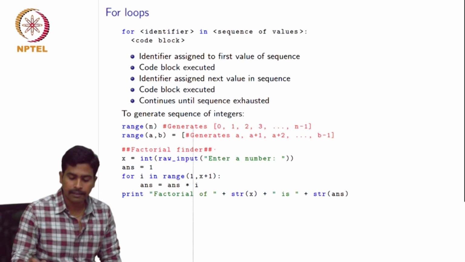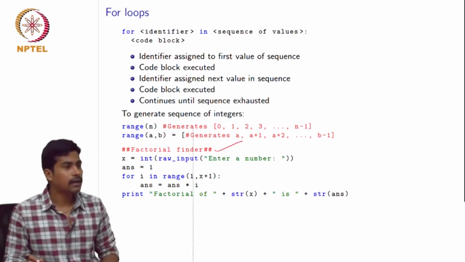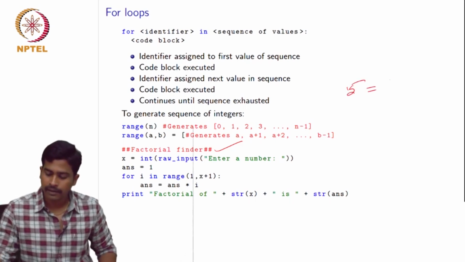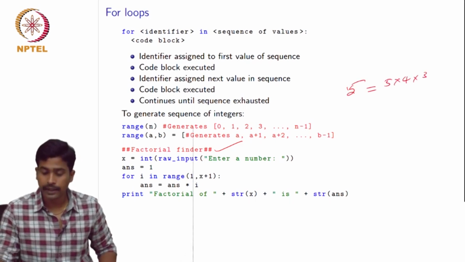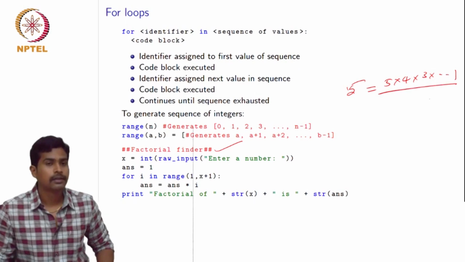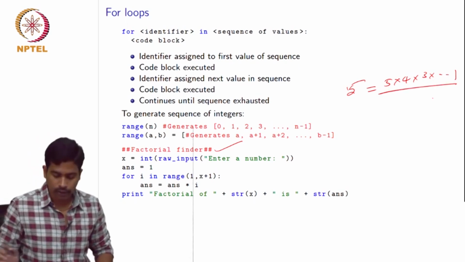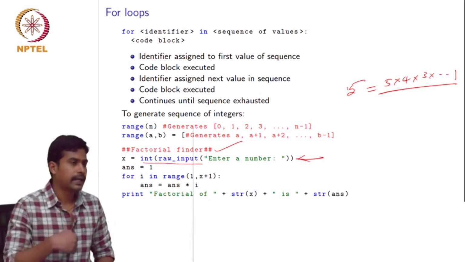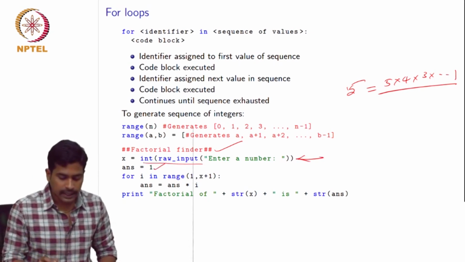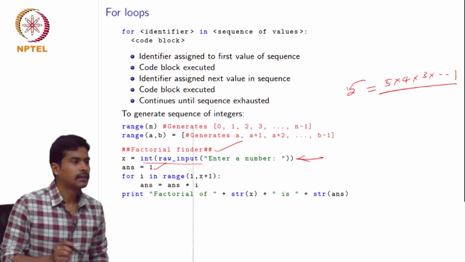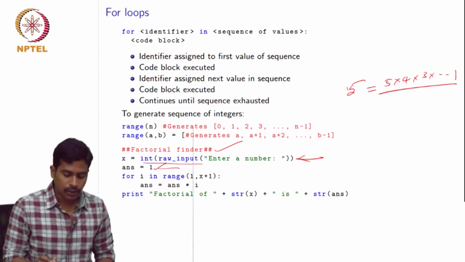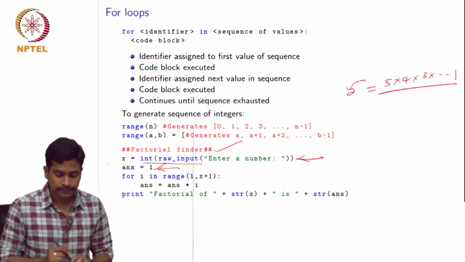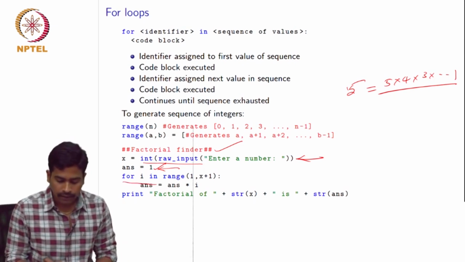So here the example that we are seeing is to find the factorial. The factorial of a number 5 is given by 5 into 4 into 3 and so on until 1. So this is how you calculate a factorial. Again we have used this raw input command to take a number from the user and initialize the answer to 1, and finally we store our final result again in this variable, but initially we declared it as 1. So this is the syntax for the for loop.